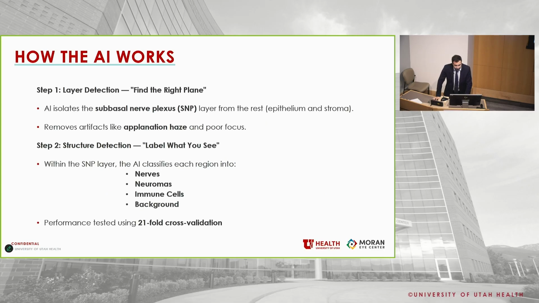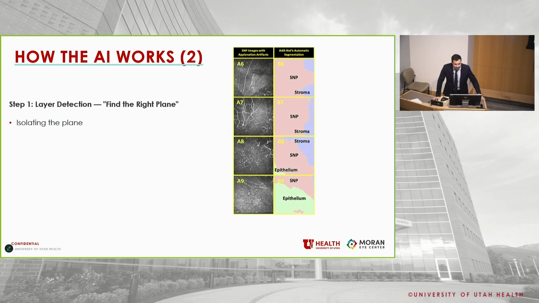So focusing a little bit more on the first part, which is trying to detect the subbasal nerve plexus and separating it from the epithelium and the stroma. This is a representation of the isolation of the plane. These are some images on the left with applanation artifacts. So we don't get clean images. Oh, we can't see the arrow.